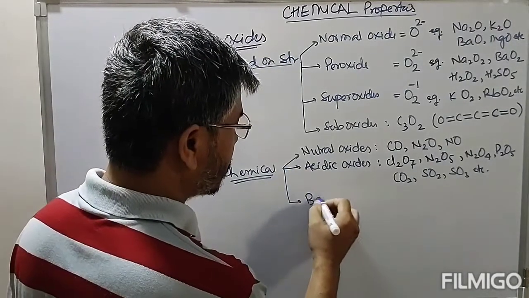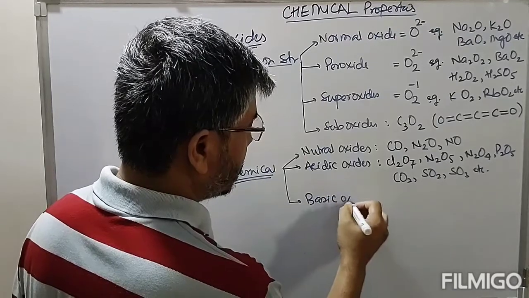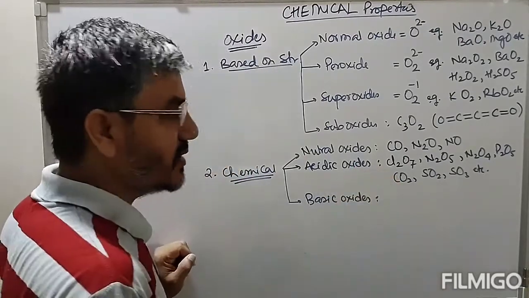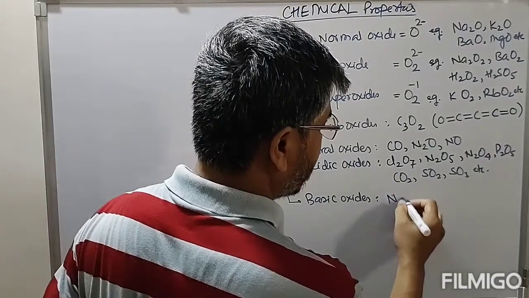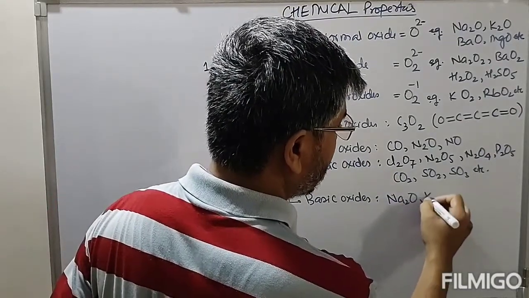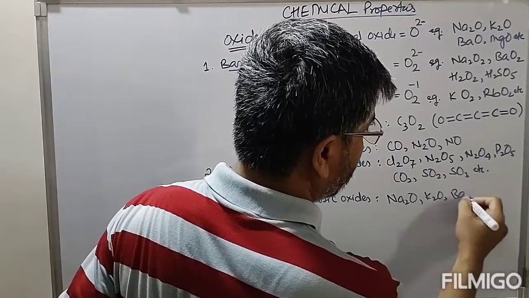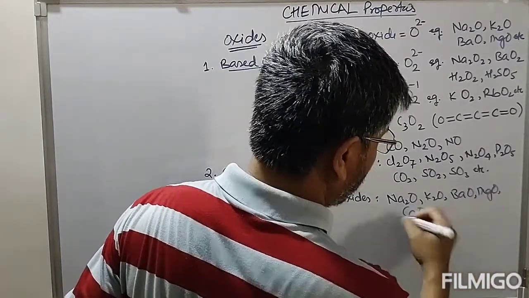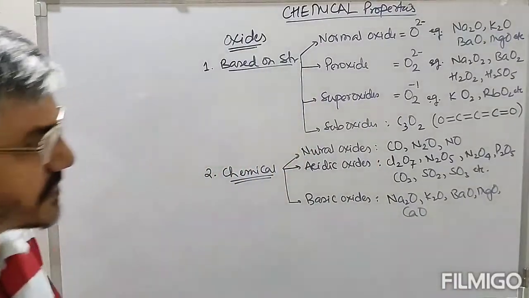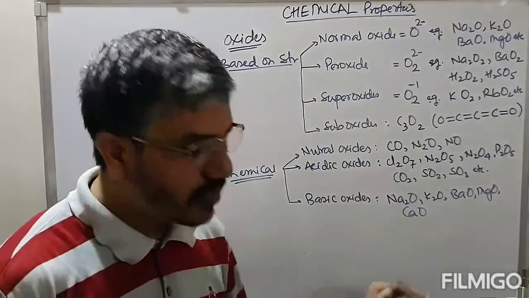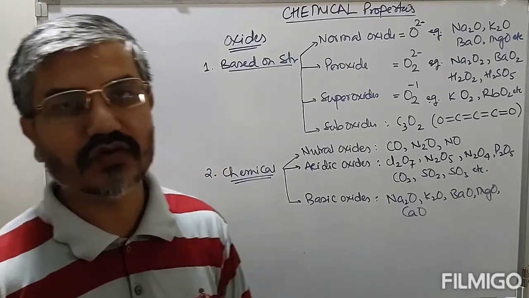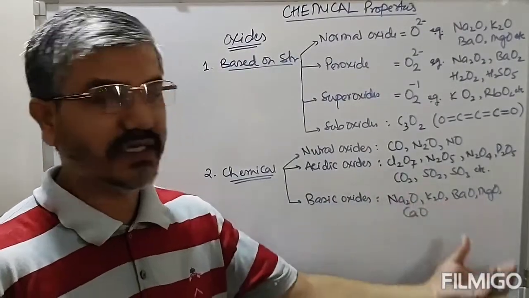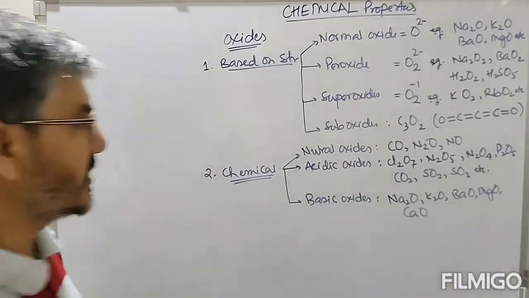Then we have basic oxides. Metal oxides are generally basic in nature. So we have Na2O, K2O, BaO, MgO, calcium oxide, etc. These oxides, when dissolved in water, give you hydroxide ion. Since they furnish hydroxide ion, these oxides are known as basic oxides.